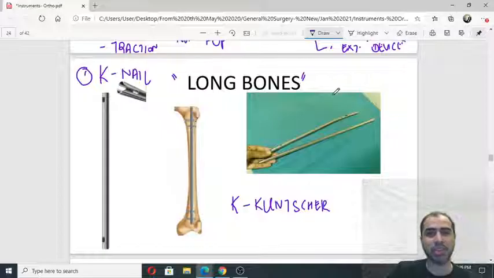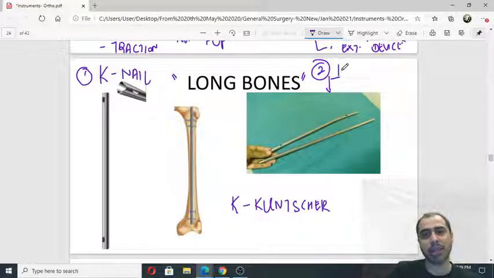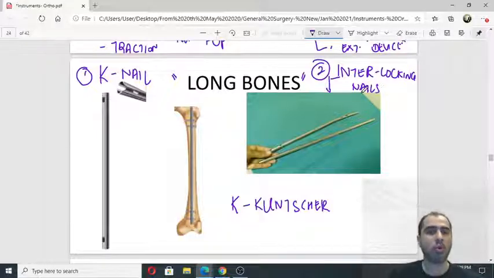Okay, Rishabh is calling these nails, the second group, as interlocking nails. Very good. Yes, you are right, Rishabh. They are interlocking nails, no doubt about it. Now, what are these nails?